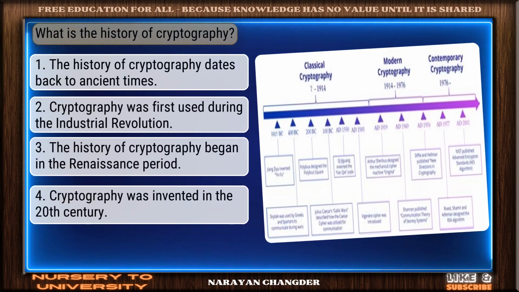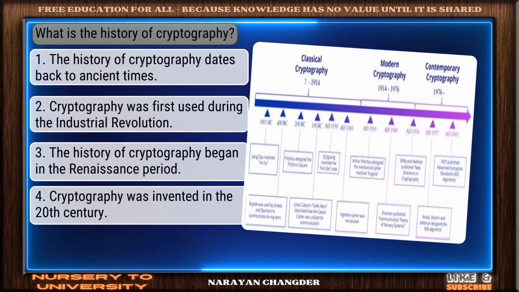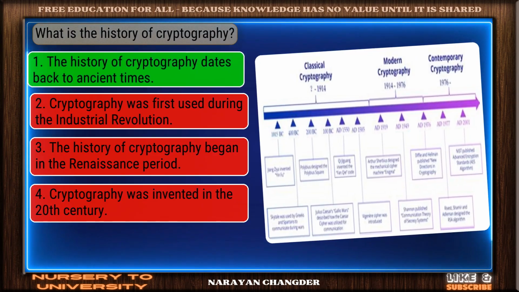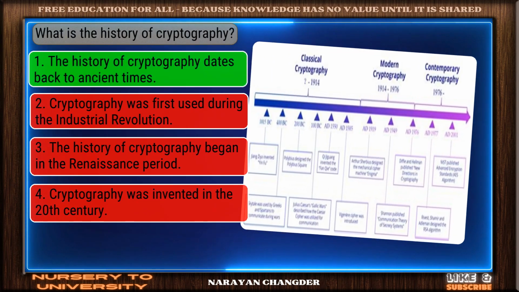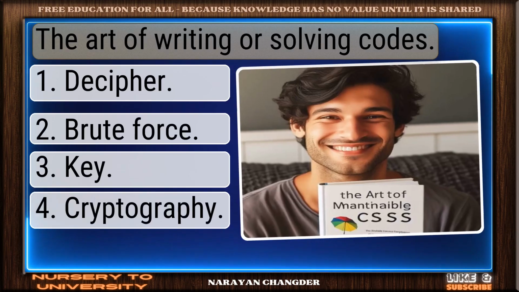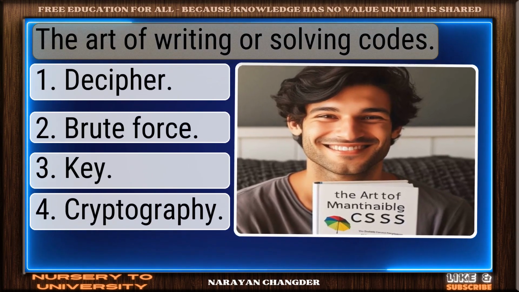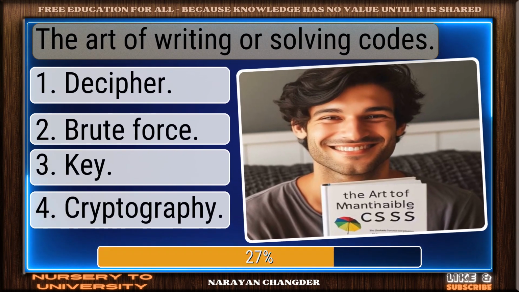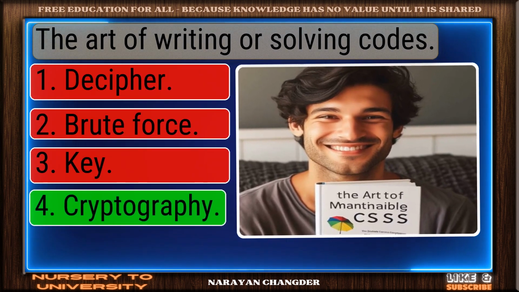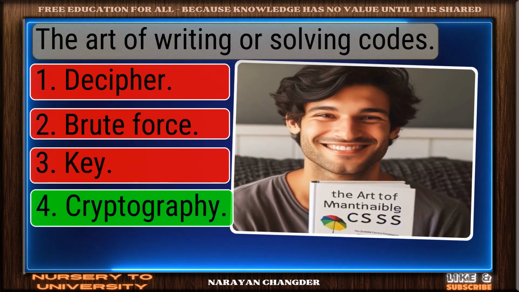Question number 68. What is the history of cryptography? On track. The history of cryptography dates back to ancient times is the correct answer. Question number 69. The art of writing or solving codes. Correct. Cryptography is the right answer.